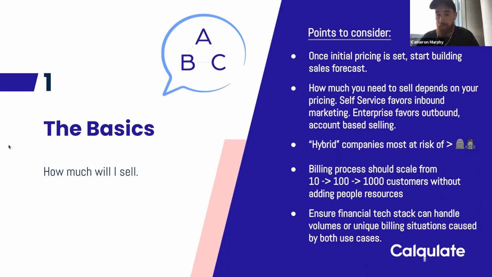One thing to remember, hybrid companies are the most at risk of ending up in the SaaS graveyard. So that is companies that offer a freemium model, or they offer a self-service model, and they also offer an enterprise model. Niko is going to go into the details of that later with some CAC payback charts, and you can see exactly why it is that hybrid companies are most at risk. But if you're looking at this and you're like, oh, I do a little bit of both, a little bit of self-service, a little bit of enterprise, pay attention, because you're statistically at risk of ending up in the SaaS graveyard.